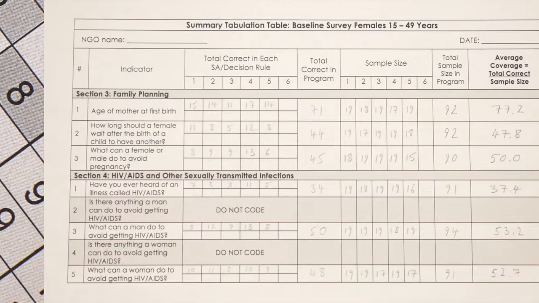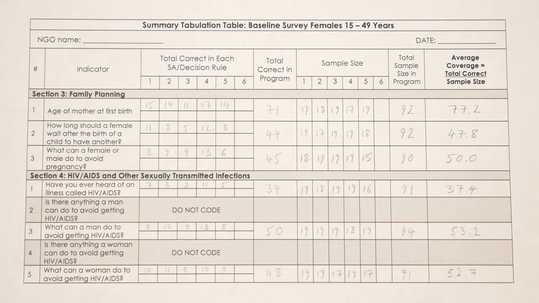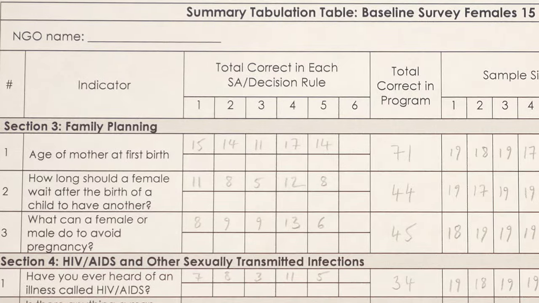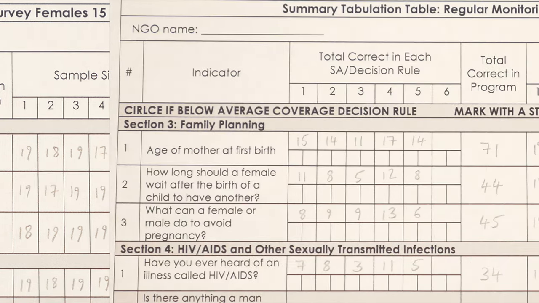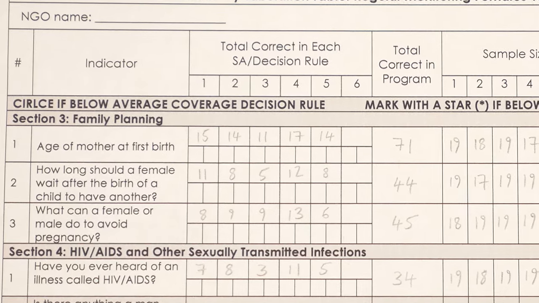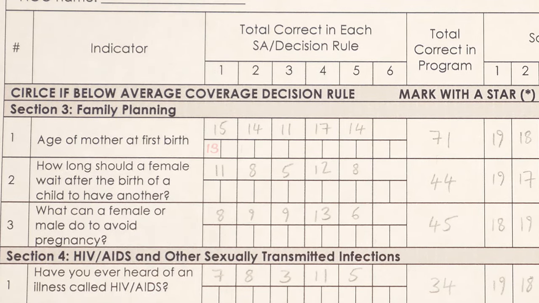In the summary tabulation sheet, record the decision rule for each supervision area and each question below the split line, under the total correct for that supervision area. For regular monitoring, this box will be divided in two. Use the left-hand side to record the decision rule for average coverage.